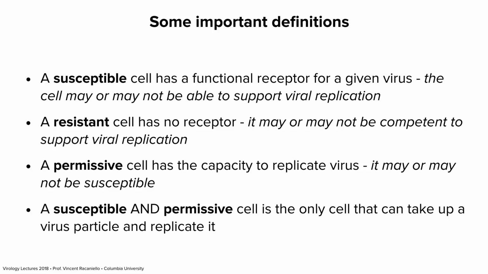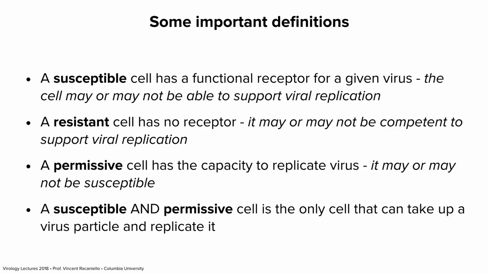A susceptible cell. What that means in virology terms is the cell has a receptor for the virus. So on the cell surface, there are proteins for the cell's own purposes. Viruses have evolved to bind to those receptors and use them to get into cells. And the presence of a receptor that works for any particular virus makes that cell susceptible. But it says nothing about the ability of the cell to support the viral replication or reproductive cycle. A resistant cell has no receptor. That's easy. A permissive cell has the capacity to replicate the virus.